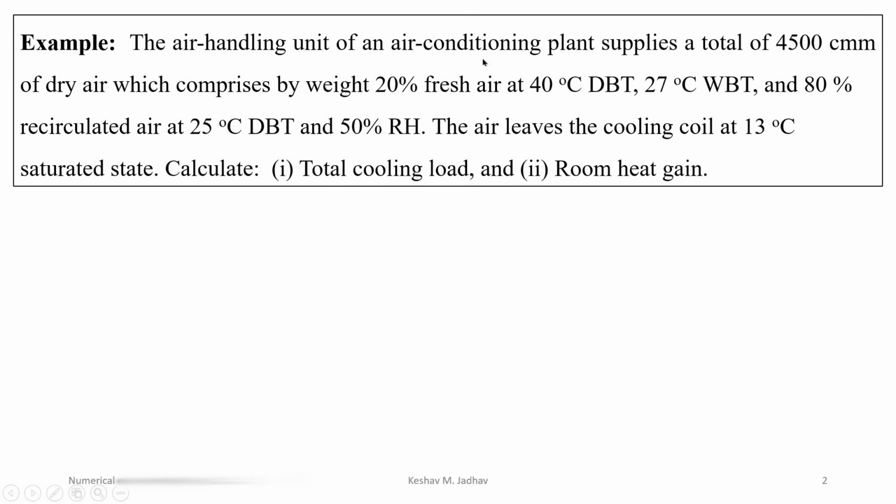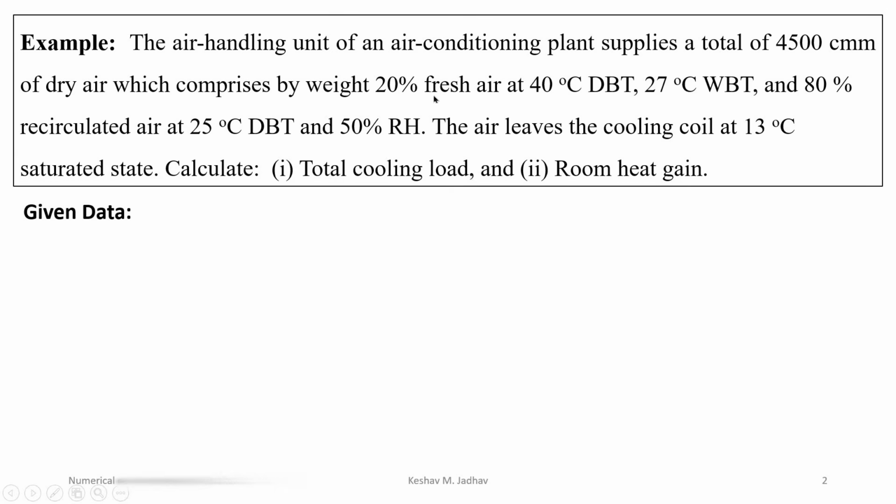The air handling unit of an air conditioning plant supplies a total of 4500 cmm of dry air, which comprises by weight 20% fresh air at 40 degrees Celsius dry bulb temperature, 27 degrees Celsius wet bulb temperature, and 80% recirculated air at 25 degrees Celsius dry bulb temperature and 50% relative humidity. The air leaves the cooling coil at 13 degrees Celsius saturated state. Calculate total cooling load and room heat gain.